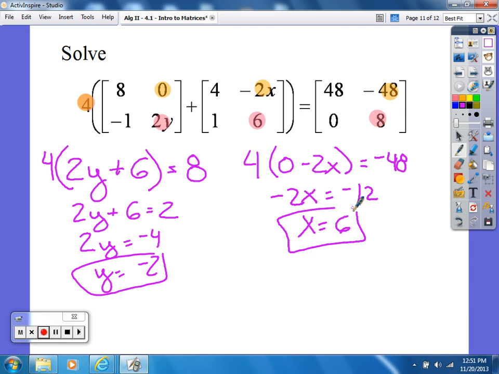Did you get 6? No. Yeah. Did you distribute? Did you start with this equation? You see? Okay. I want to fix you if you didn't get it right.